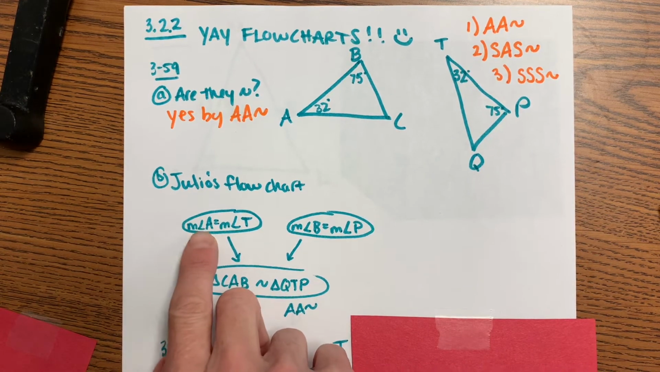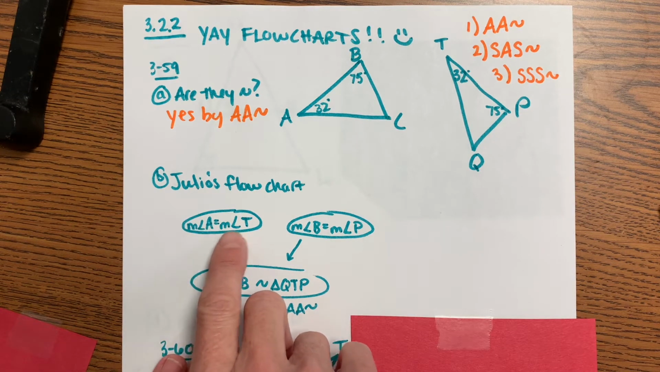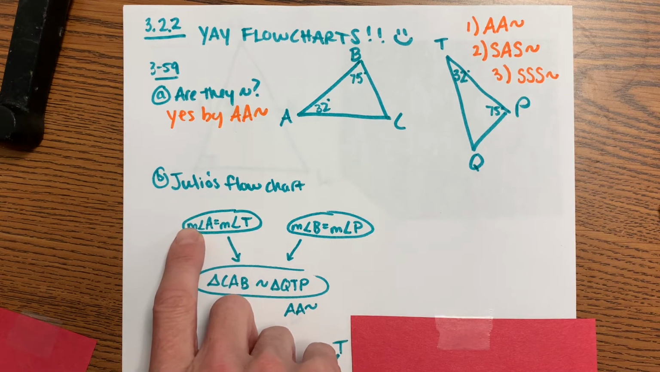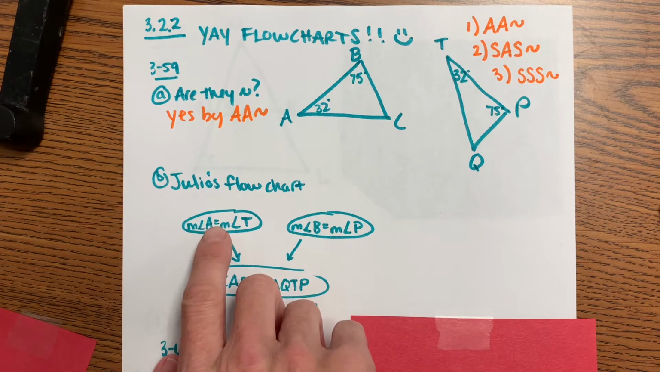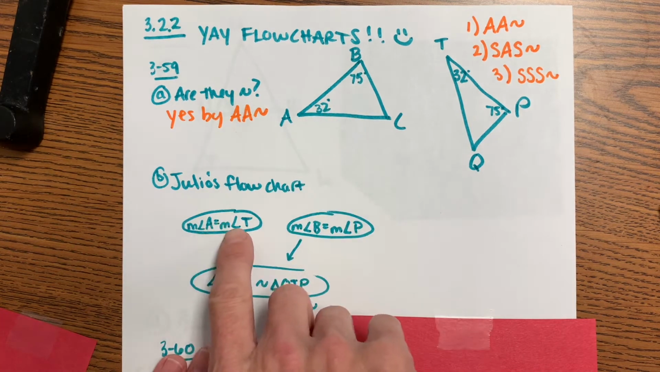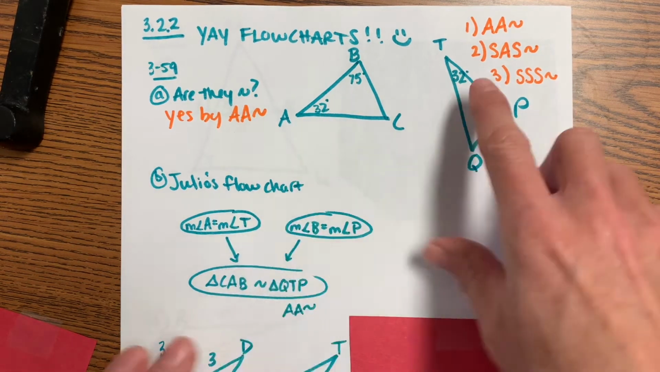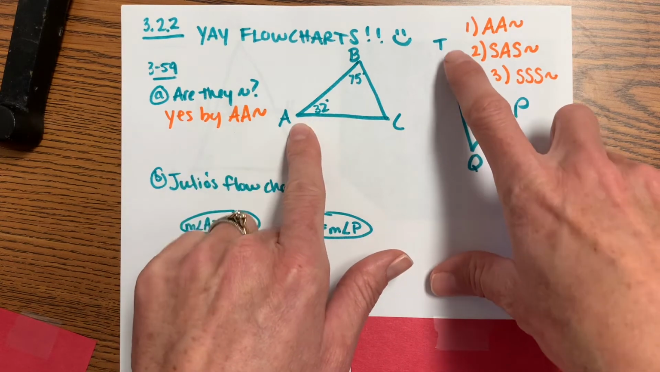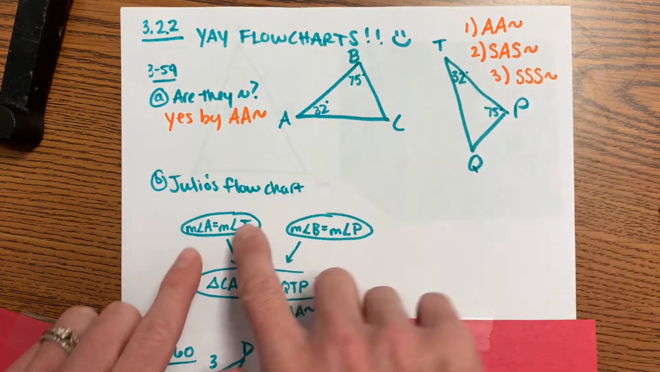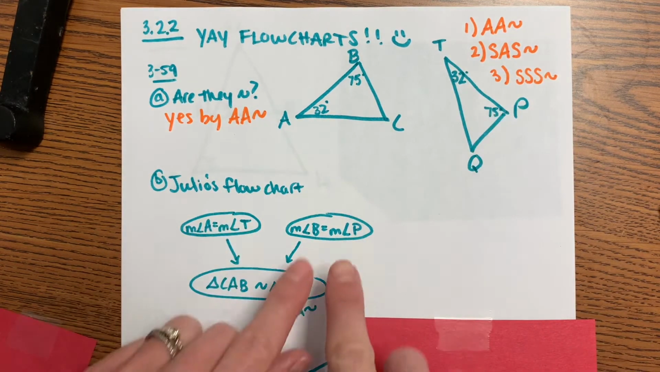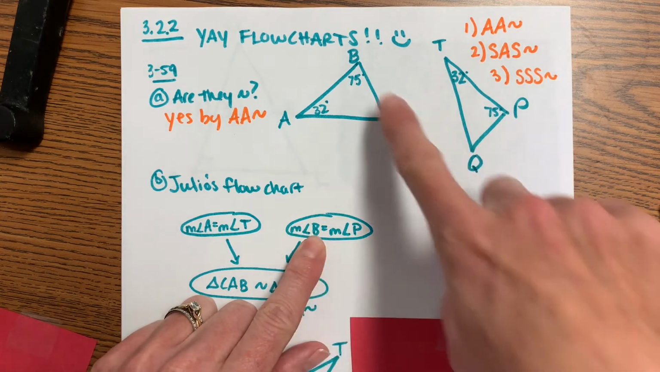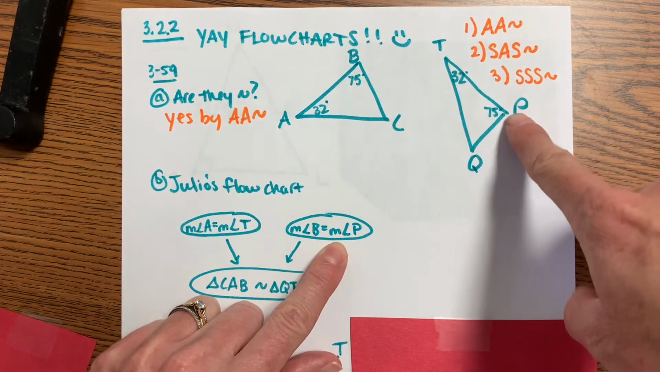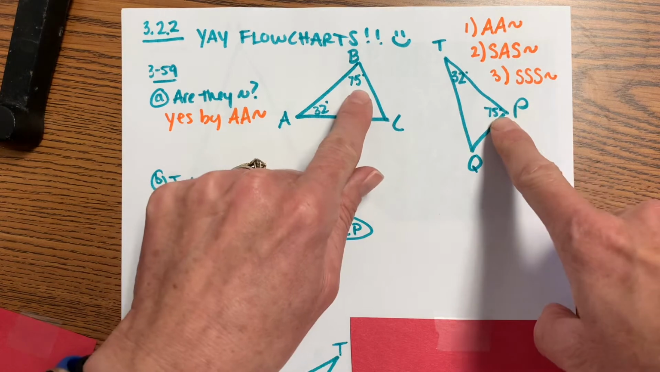His flowchart has that angle A is equal to measure of angle T. This is measure, that stands for the degree. Measure of angle A, 32, is equal to the measure of angle T. Yeah, we said that. These 2 are equal angles. So I said angle A was congruent to angle T. He's saying the measures are equal. Done. That's the same. Measure of angle B is equal to measure of angle P. Awesome. Yes, we said that too.